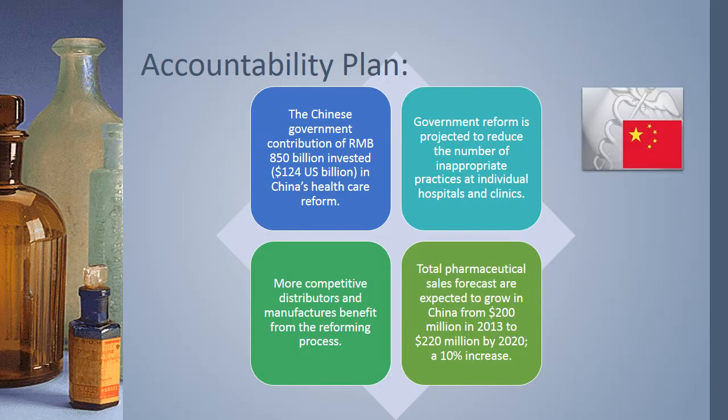The Accountability Plan. The Chinese government contribution of RMB 850 billion invested in China's healthcare reform. Government reform is projected to reduce the number of inappropriate practices at individual hospitals and clinics. More competitive distributors and manufacturers would also benefit from the reforming process. Total pharmaceutical sales forecasted are expected to grow in China from 200 million in 2013 to 220 million by 2020, a 10% increase.